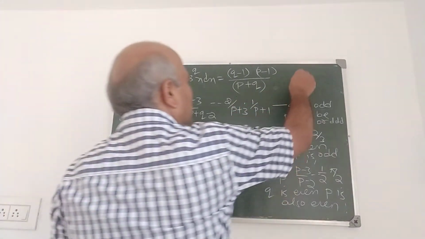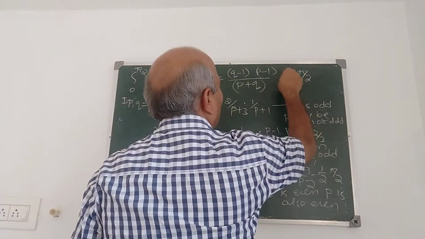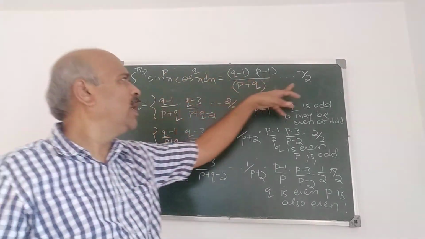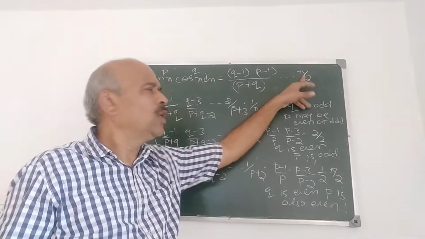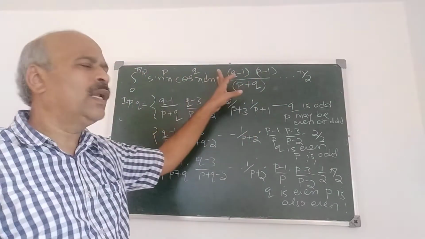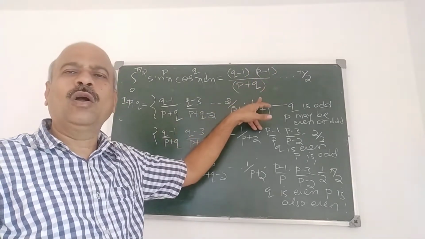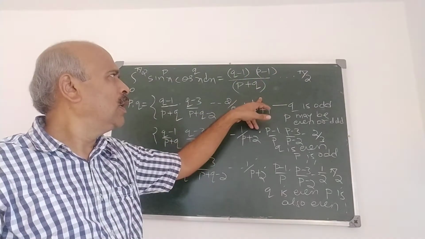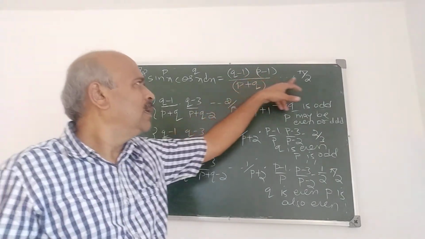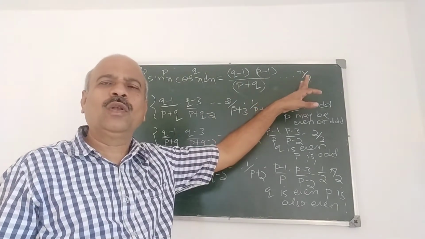And the last factor is pi by 2. You have to multiply by pi by 2 only when both p and q are even. Suppose both are odd, or one is odd and one is even, then you need not multiply by pi by 2, or this pi by 2 will not be there.